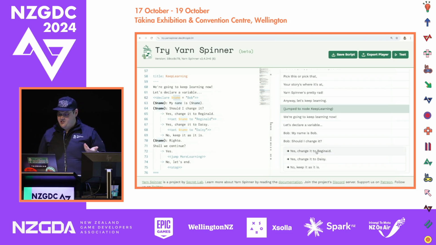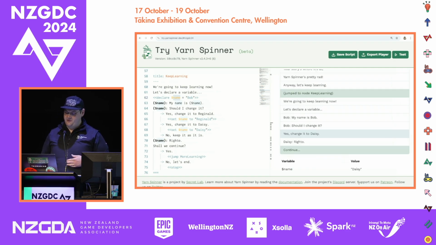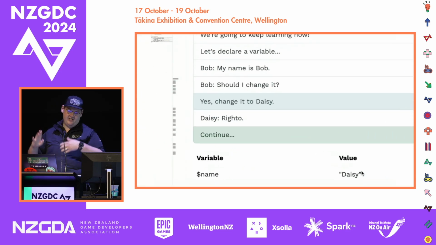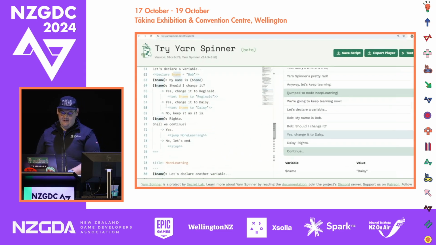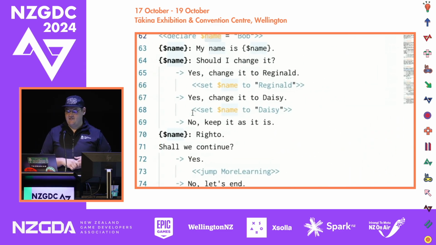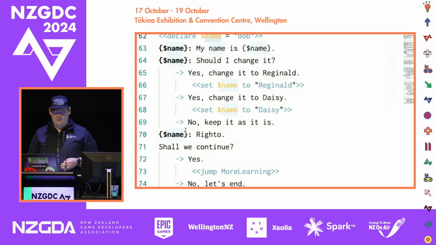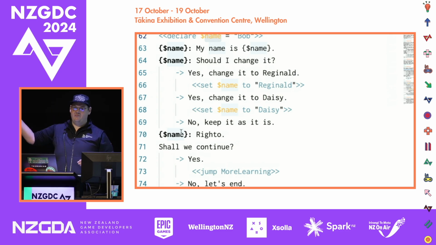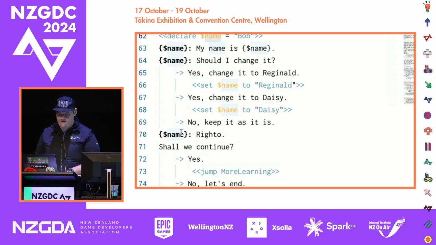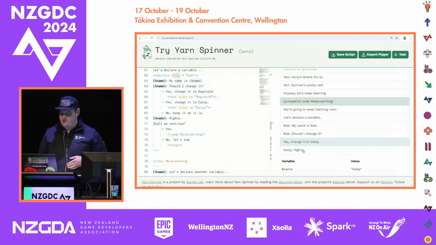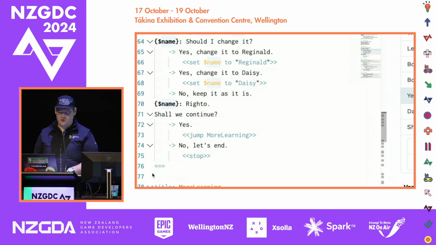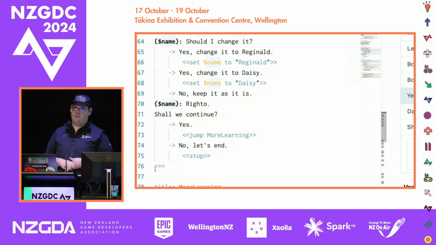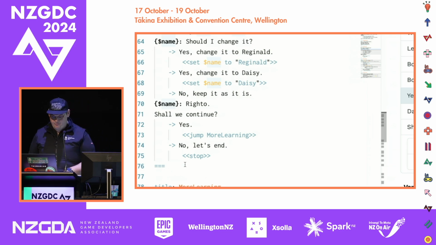So we're going to change it to Daisy. So you'll see here, Try tells you what's happened with the variable. That's just for convenience's sake, so you can play with things and test it. And now the character is Daisy. So you'll see here this line, which runs after this set of options, doesn't actually specify what the character name is. It just says name, righto. So whatever name we picked is now in here, very useful. And then we can continue. And you can say no, let's end, which runs one of the inbuilt Yarn commands called stop, which just stops executing at that point. I'm not going to click that because that's not fun.